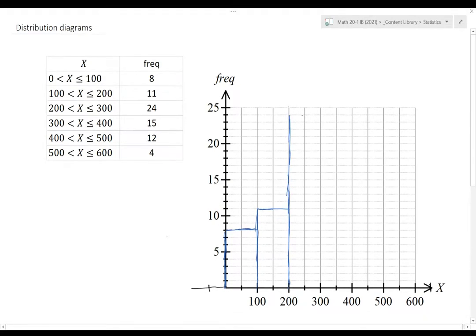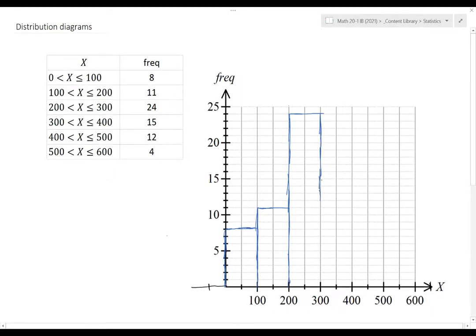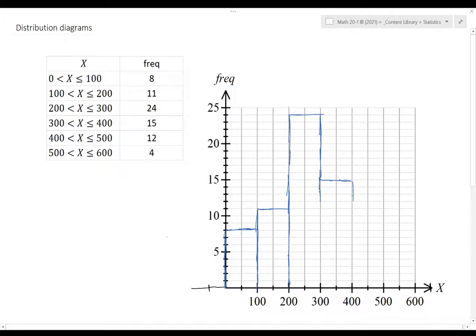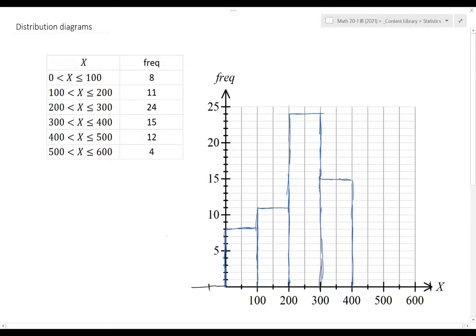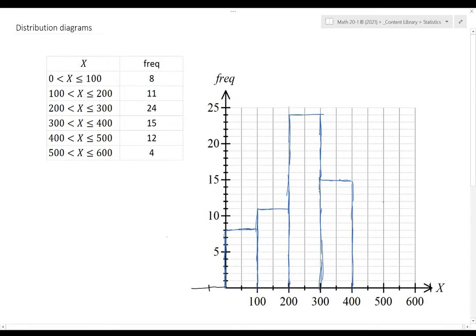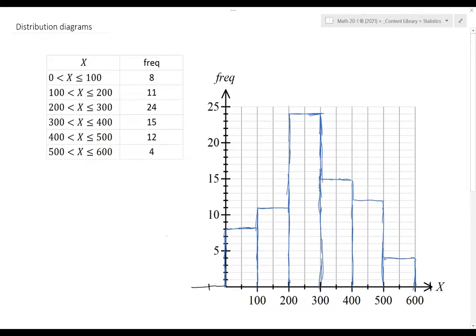So that bar goes up to 24. And then we have 15 for the next interval. So these bars are as drawn. And then we have 12. And finally, we have a bar at a height of 4 between 500 and 600. So in this bar graph, the width of the bars represents what the interval actually is, and the height of the bars represents the frequency. So this allows me to see fairly easily how the data is distributed.